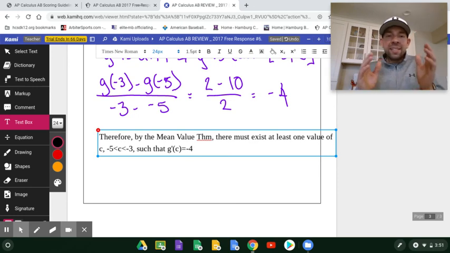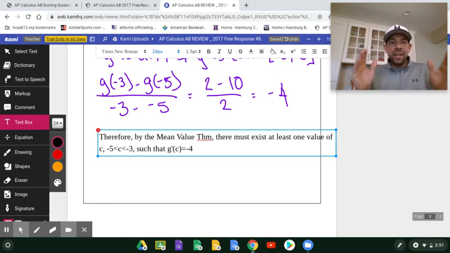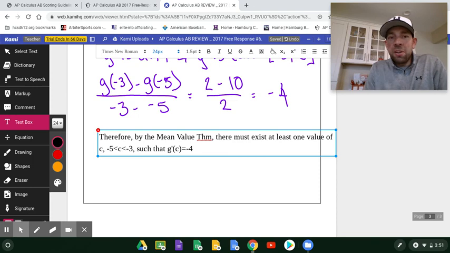So again, it's an existence theorem. We're not telling them exactly what the value of C is. We're just saying there is a C. It does exist somewhere within that interval, negative 5 to negative 3, such that the instantaneous slope is going to be negative 4. Ladies and gentlemen, that's all there is to this question.